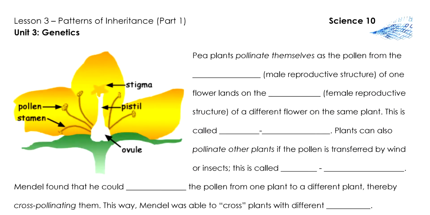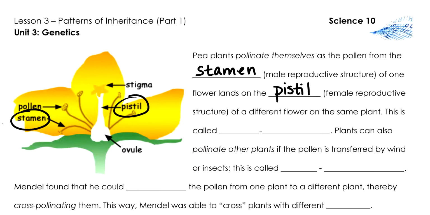Before we can talk about the offspring generation of pea plants, we have to talk about where they came from. How do pea plants make babies? There are two different ways. Pea plants pollinate themselves as pollen from the male reproductive structure called the stamen lands on the female reproductive structure called the pistil. You can see these structures in the diagram here. When the plant interacts with itself in this way, it's called self-pollination.